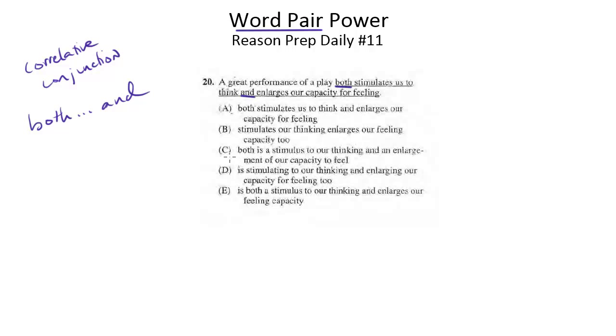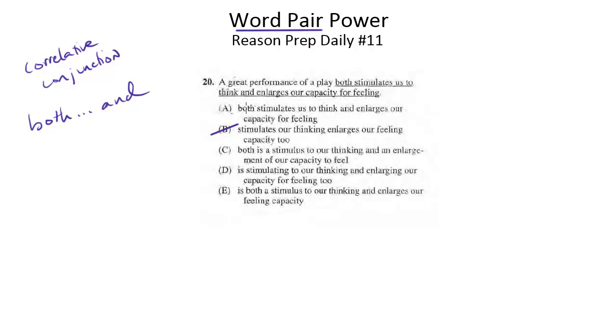So that's good. If it said both or, or both also, or something like that, you can immediately get rid of those choices because it doesn't match the word pair. And indeed, if we look at B, we get rid of the both and word pair, which is probably not a good thing. And if you read it, it's just a terrible sentence. It's basically a run-on. A great performance of a play stimulates our thinking, enlarges our feeling capacity too. It's essentially a run-on, so we can definitely get rid of B.